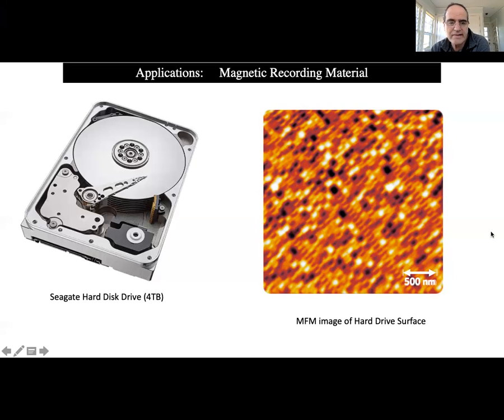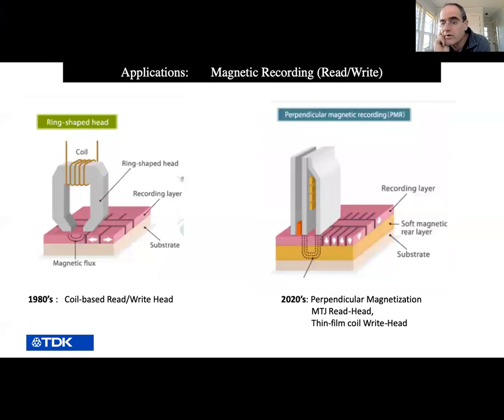So this is the magnetic recording material. That's one application of ferromagnets. But the devices that read and write the information to the material are also ferromagnetic devices. In the old days, back in the 1980s, when I was in high school, woohoo, this was done with something like this, a read-write head.